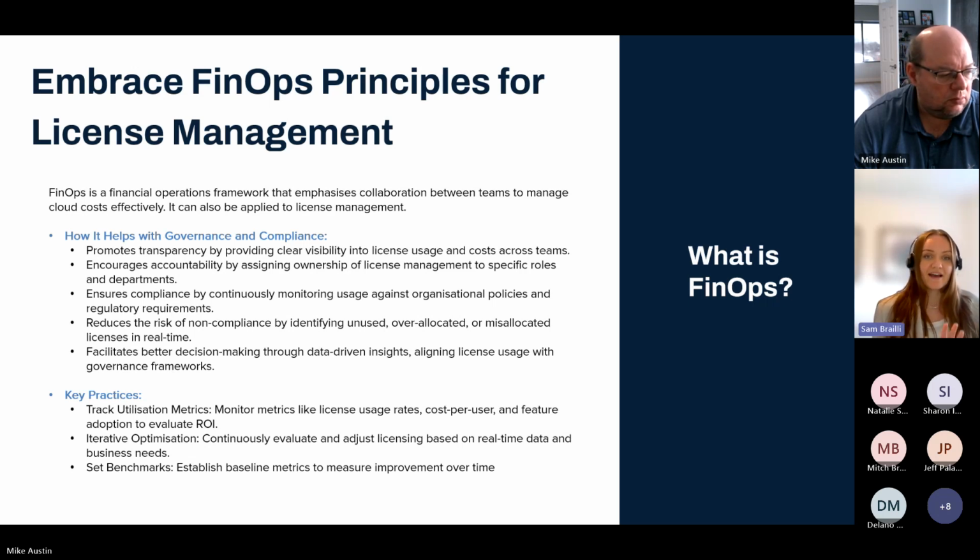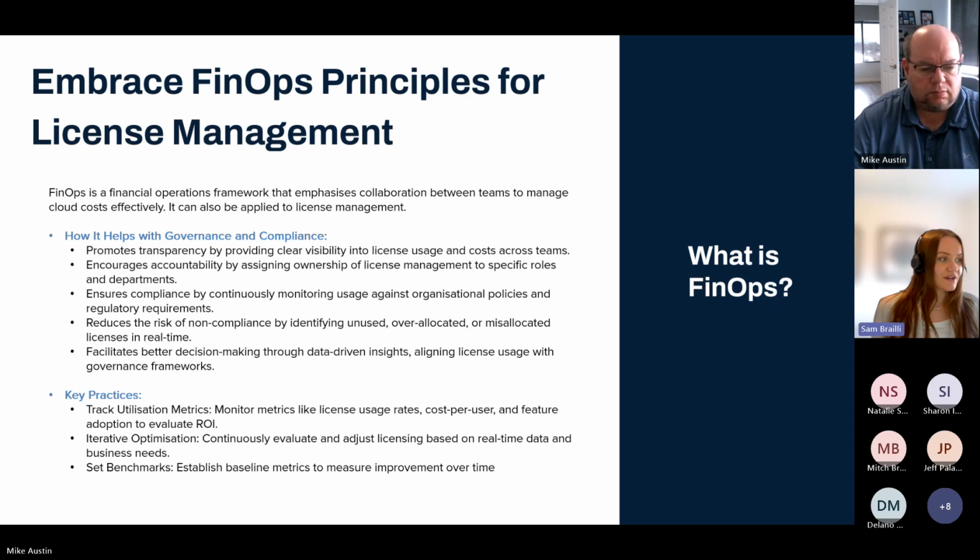And finally, it reduces non-compliance risks. By identifying licenses that are unused or over-allocated or perhaps even misallocated in real time, we can take swift action to then correct these discrepancies. So ultimately, FinOps helps us maintain control, avoid any unnecessary costs, and supports compliance across the organization.